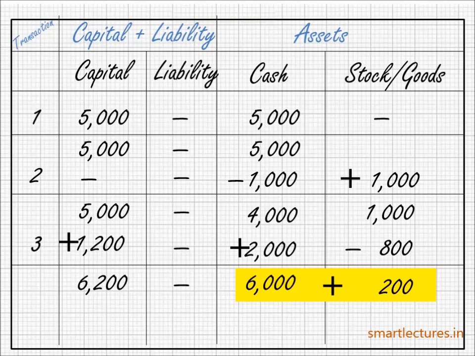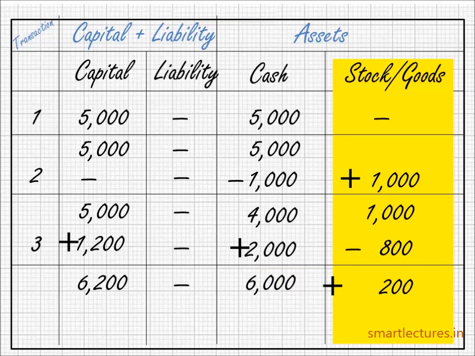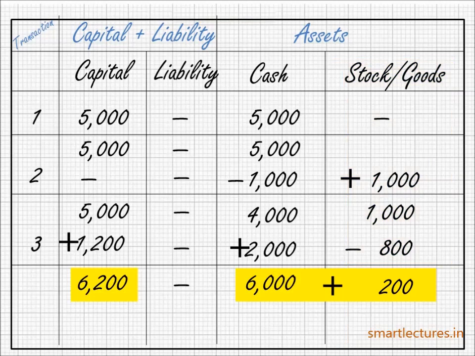So be careful. The value of the goods is also called stock. Goods or stock is one and the same thing. Stock means any item which is available in the firm for the purpose of sale at profit. So now you have the last equation, that is, 6,200 is equal to 6,000 plus 200.